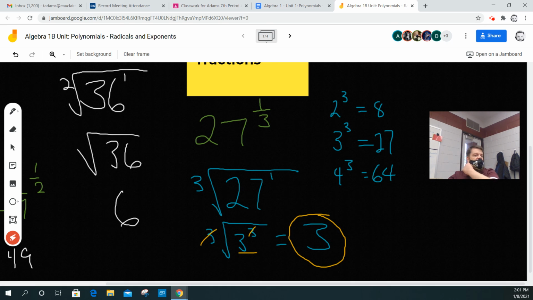Okay, so that's just a warm-up to get you guys started. I'm going to explain it in greater detail in the next couple of examples, but that's what we're working on. Okay? Any questions so far?